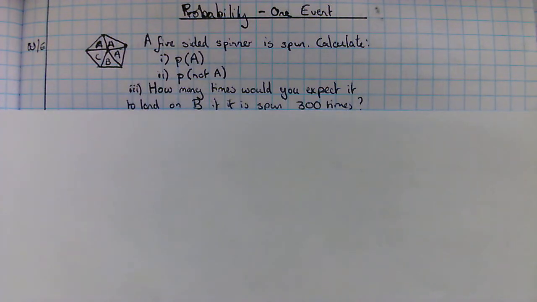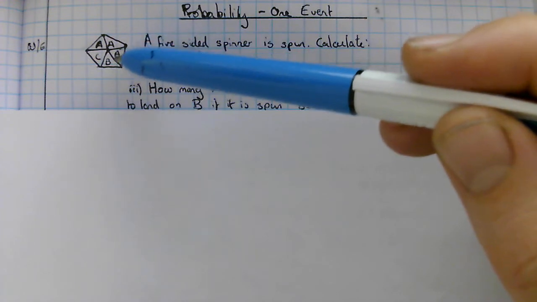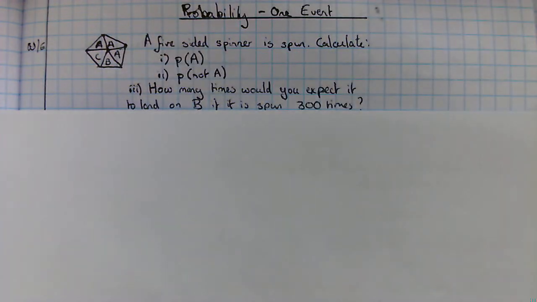So here's an example question. A five-sided spinner, and we can see this spinner here, it's got A, B and C on it, is spun, and we're asked to firstly calculate the probability of A, secondly calculate the probability of it not being A, and thirdly calculate how many times we would expect it to land on B if it was spun 300 times. So let's have a look at those three questions.